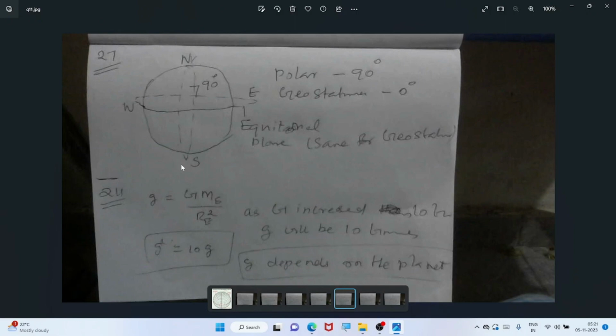So this is the polar satellite, this is the geostationary, and this is the equatorial plane. The polar satellite goes between north and south, so between these two planes it is 90 degrees, but the geostationary satellite is above the equatorial plane, so that is why it is 0 in this case.